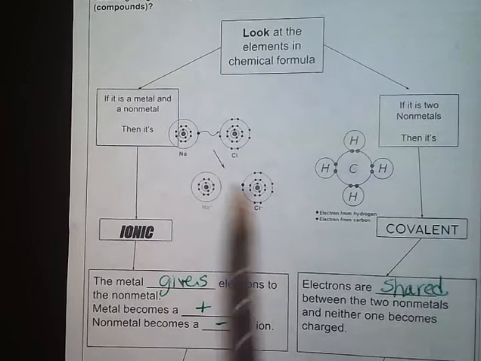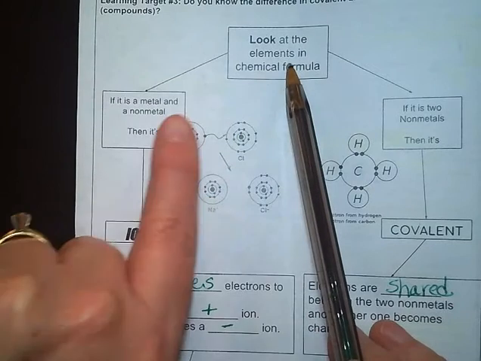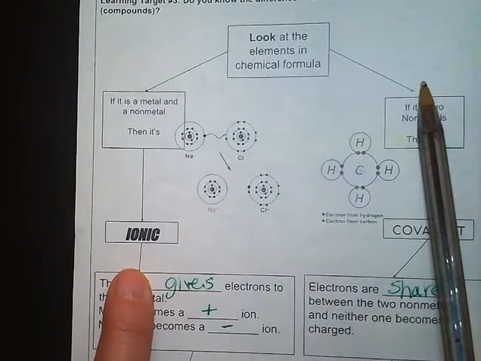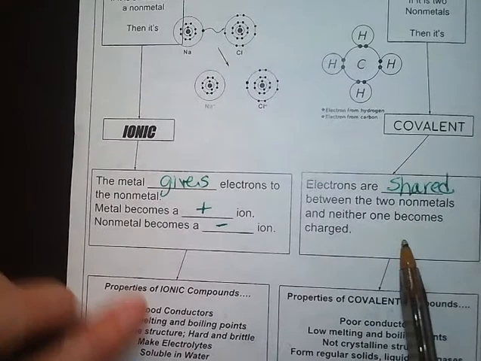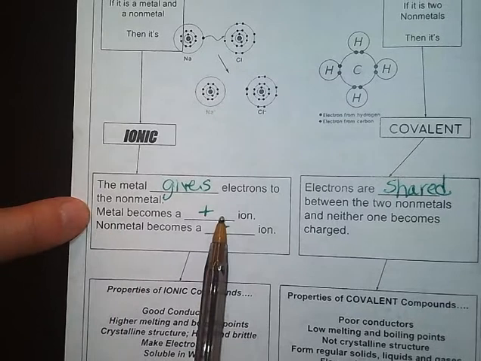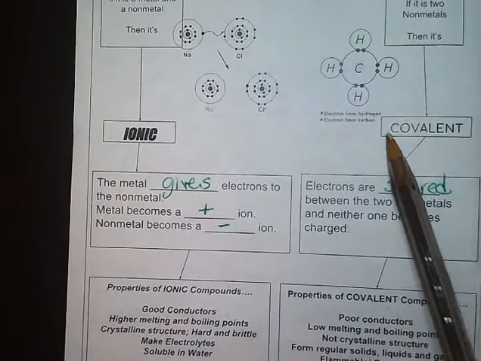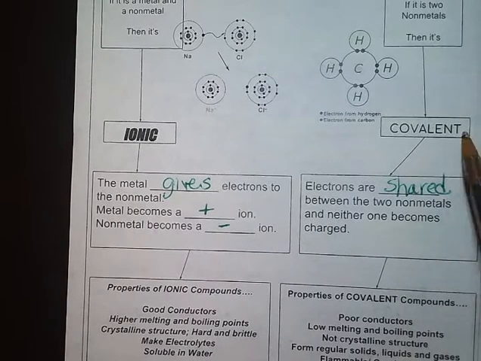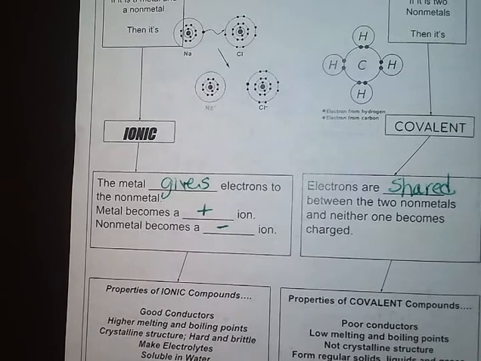So you can see that you have a decision to make. You look at the formula. If it's a metal and a nonmetal, ionic. If it's two nonmetals, covalent. And then we just reviewed what that meant. Ionic means the metal gives the electrons to the nonmetal. The metal becomes the positive ion. Nonmetal becomes negative. And covalent, remember, co means to share. Valent means valence electrons. So electrons are shared between the two nonmetals, and neither one becomes charged.